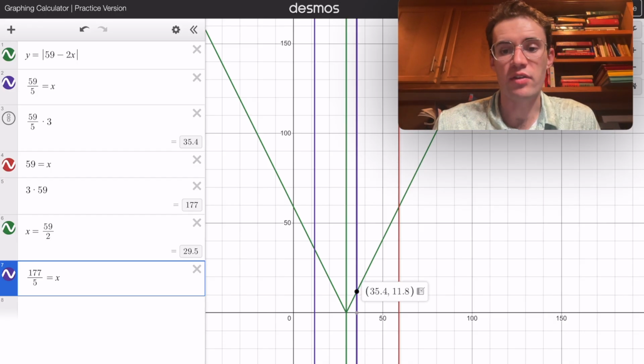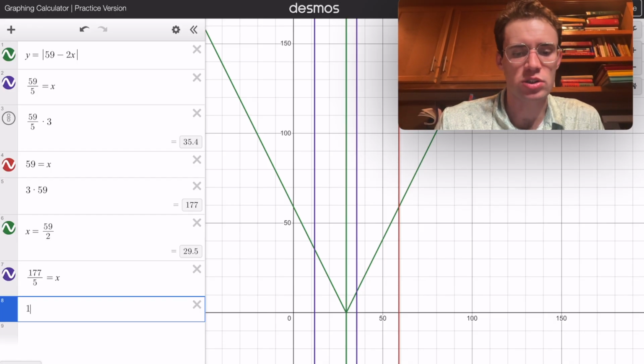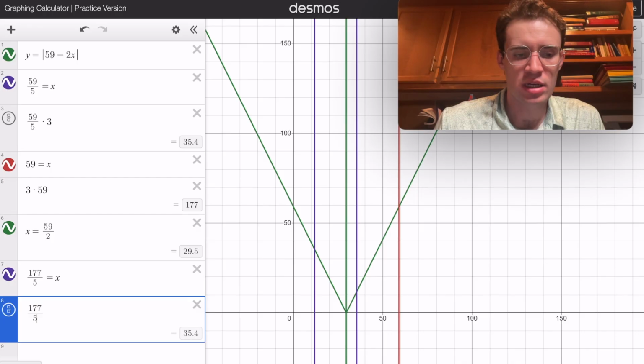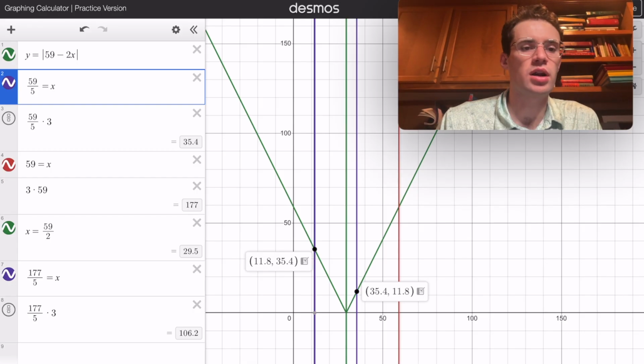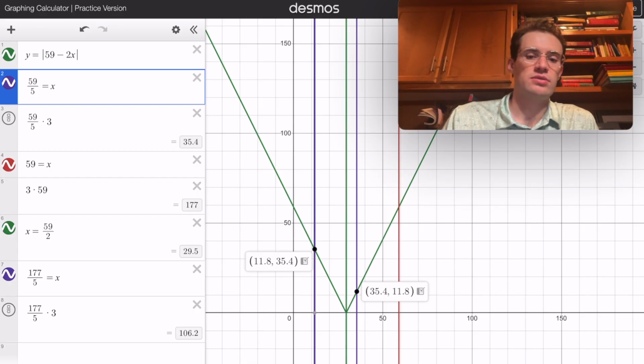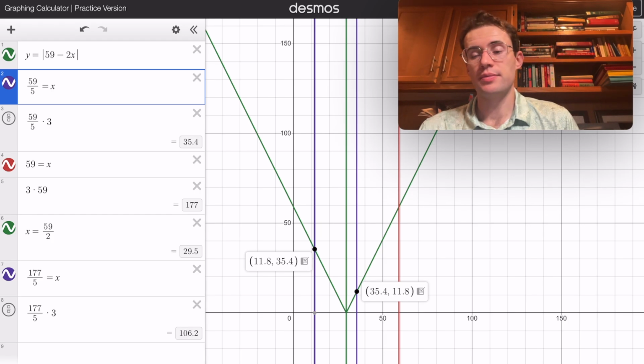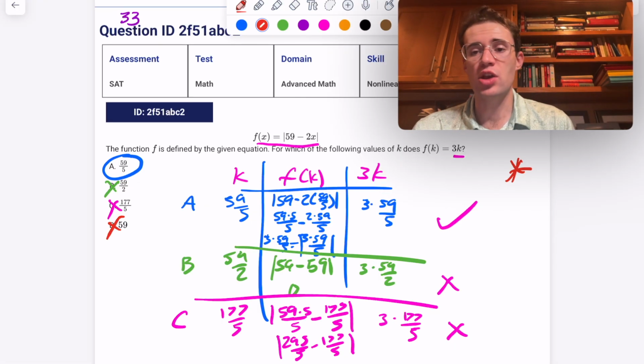It crosses there at 11.8, which is not equal to 177 fits times 3, which again, you can just verify like that. That should be 106.2. It's way less than that. So the only one that this works for is A, 59 fits. It gives you an output of 35.4, which is also 59 fits times 3. So I guess both of those would probably be equally quick.